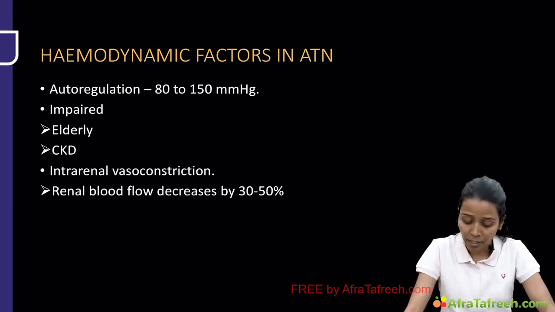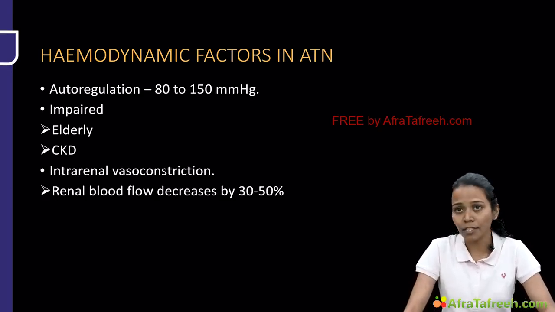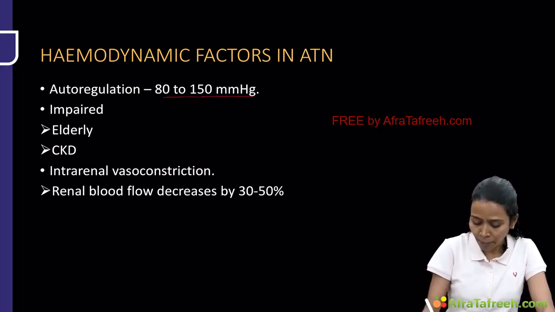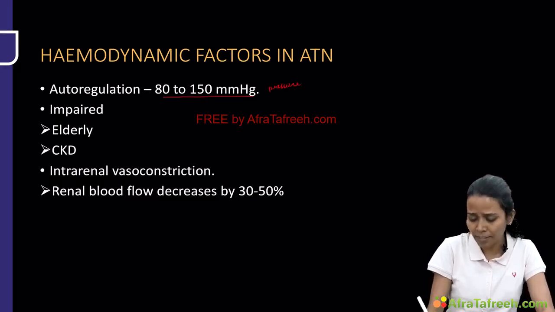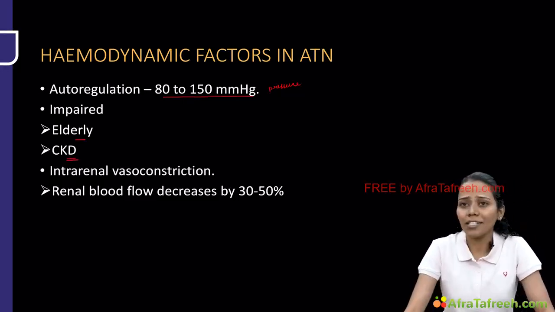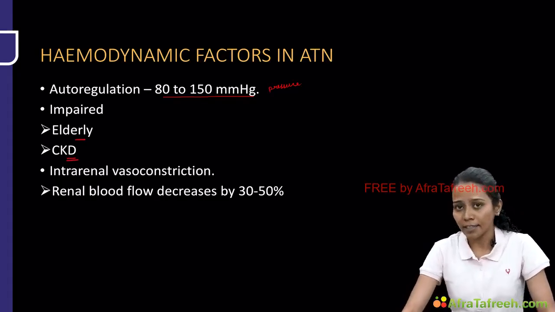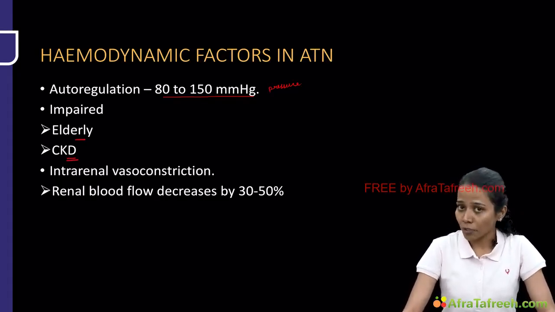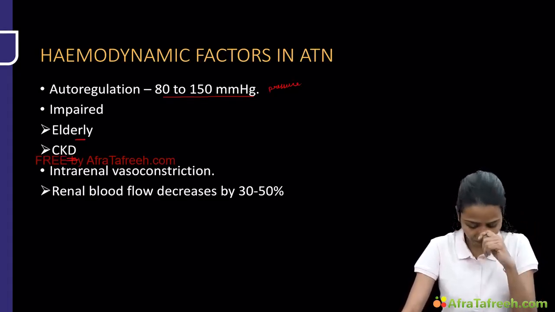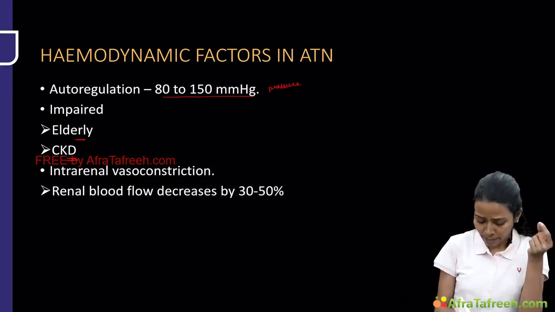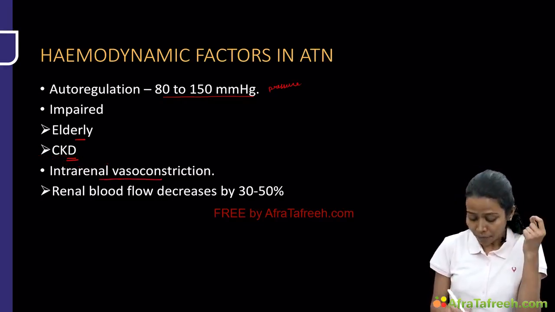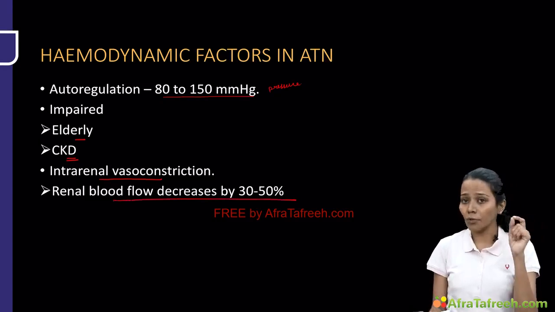Now that is the tubular factors. What are the hemodynamic factors in acute tubular necrosis? So there is something called autoregulation in the kidney. That is, between 80 to 150 mmHg of pressure, the blood supply remains static. Okay. Now this becomes impaired in elderly and in patients with CKD. So what is the significance when it becomes impaired? It means that in these patients, even a small impact can lead to acute kidney injury. Okay. And the other thing that happens is intrarenal vasoconstriction as a protective mechanism, which decreases the renal blood flow by 30 to 50%.